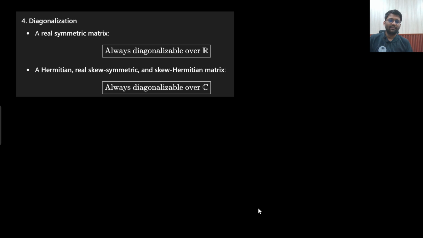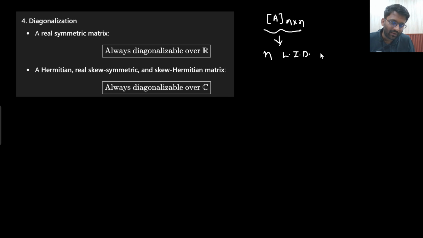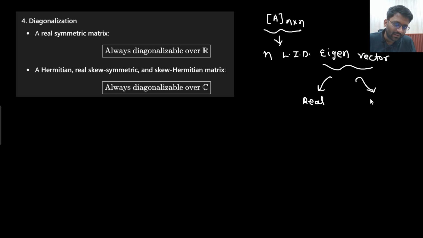There is something about diagonalization as well, that it will always be diagonalizable over the real plane and over the complex plane. What do you mean by diagonalizable? That means it will give you 3 linearly independent eigenvectors if it is a 3 cross 3 matrix. If it is an n cross n matrix, it will give you n linearly independent eigenvectors.